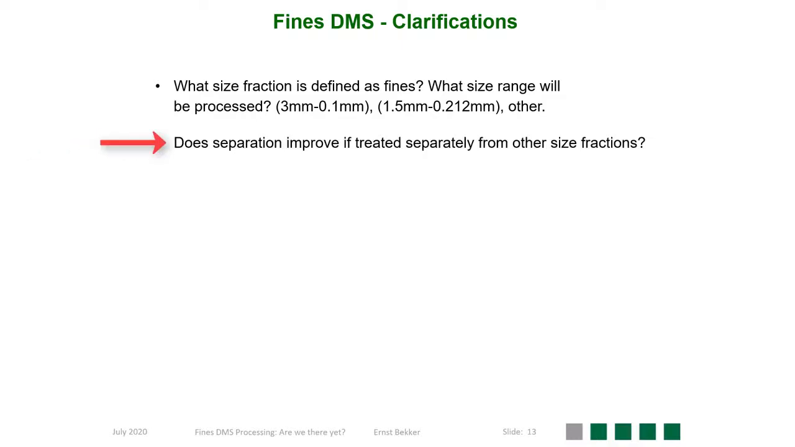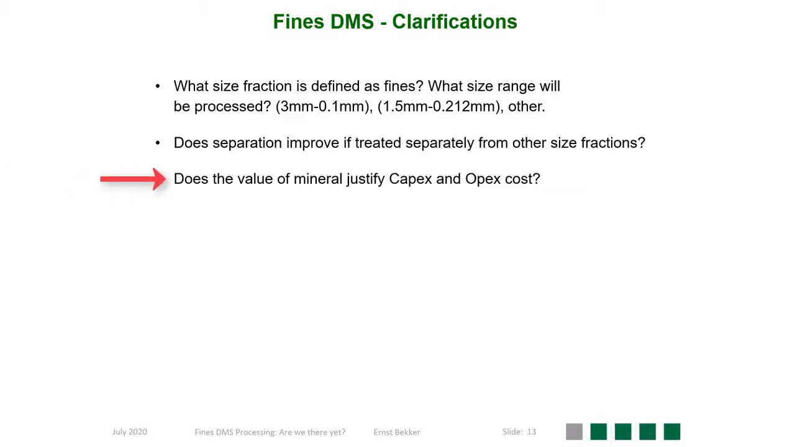Does the separation improve if the fines fraction is treated separately from the rest of the ore body? If so, then there is merit for fines dense media separation. If not, maybe fines dense media separation is not the way to go. Dense media plants are expensive. If there's improvement in performance using only processing fines separately, does it justify the capex and opex that's required for this plant?